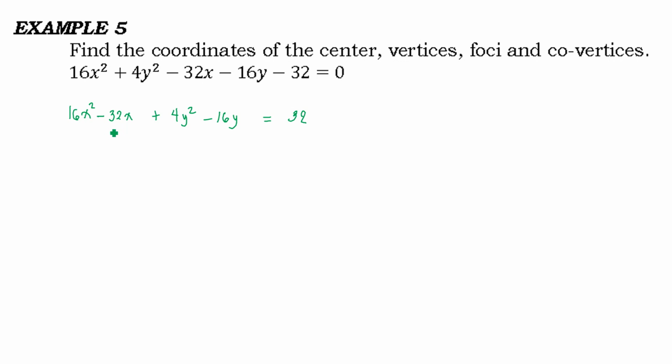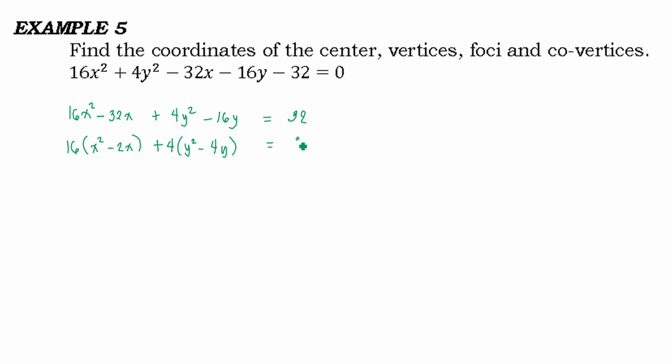So, we could write 16 outside the parentheses. Then you have x squared minus 2x, because negative 32 can be expressed as 16 times negative 2. Plus, here, 4 can be placed outside the parentheses because 4 and 16 are both factorable, or both have the common factor 4. So, 4 times y squared minus 4y, that equals 32.